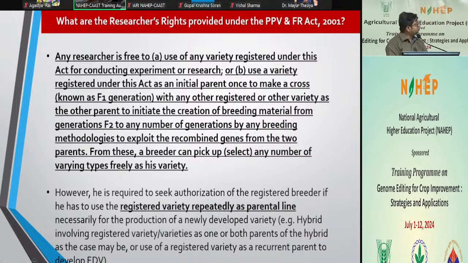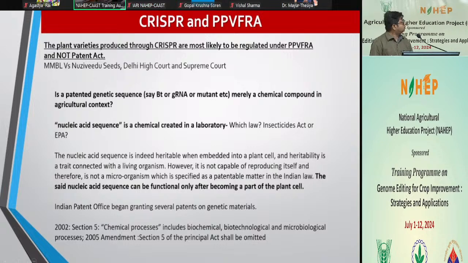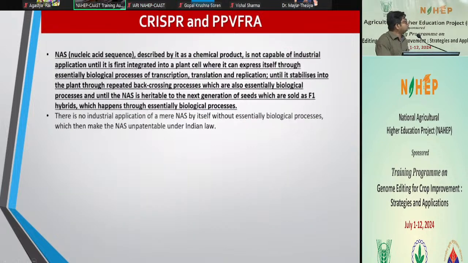We have another act, PPVFRA, which provides protection to varieties. Their logic was that once any innovation becomes part of the plant, it cannot be regulated under the Patents Act, and it should be regulated under the PPVFRA Act. So in genome editing also, as soon as all these things come, what is going to happen is that the nucleic acid sequence is a chemical product.